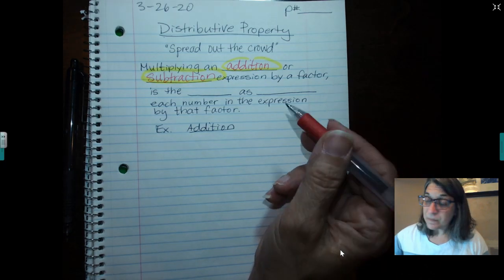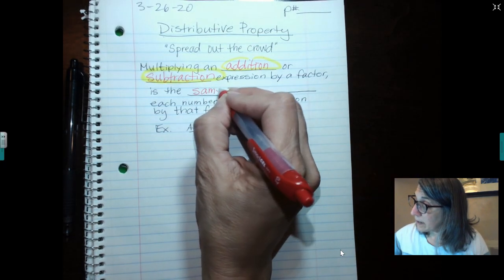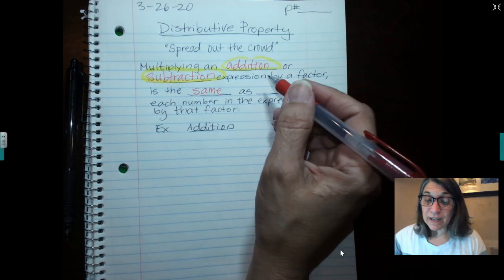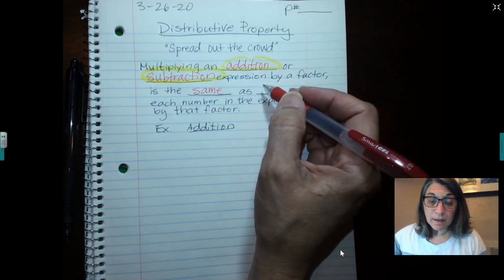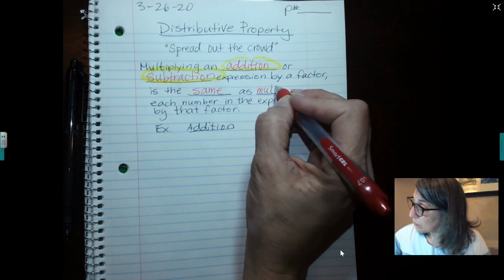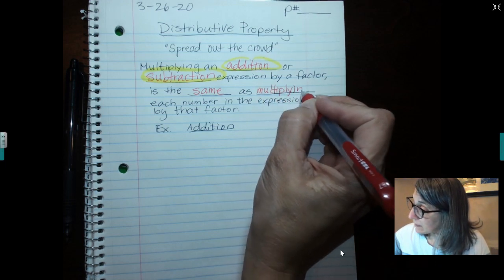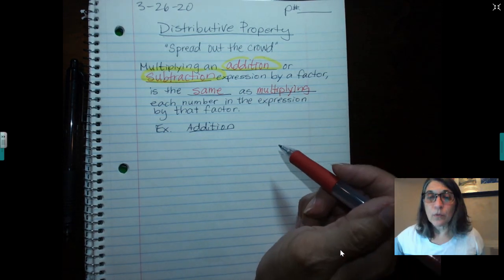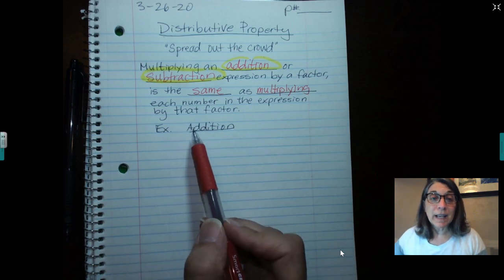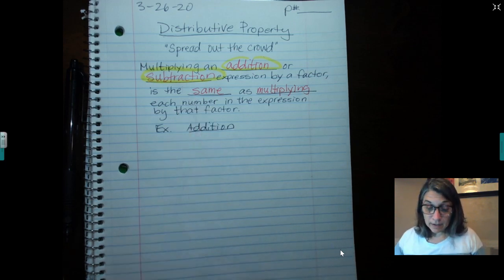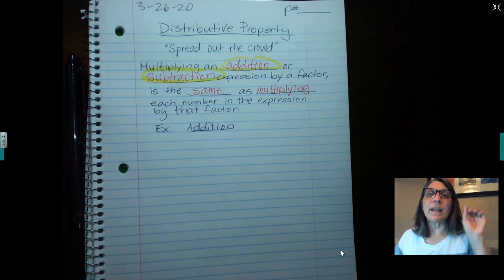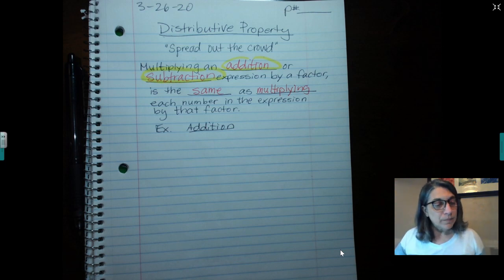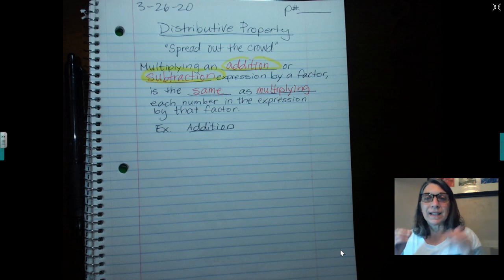Multiplying an addition or subtraction expression by a factor is the same as multiplying each number in that expression by that factor. What does that mean? Well, let's figure it out. We're going to look at the addition examples and then the subtraction examples. We'll work a couple of examples, and then I'll probably stop this video, let you take a deep breath, and then I'll come back and we'll do variables and negative numbers and fractions, and take it to the next level.